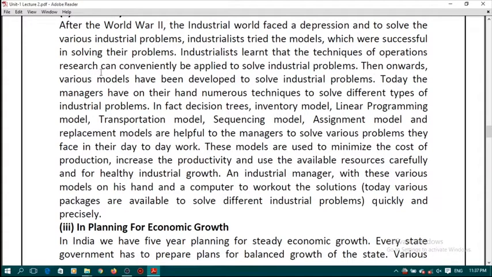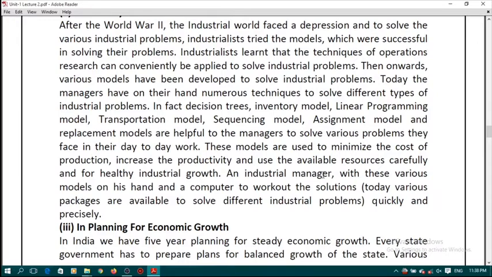Then onwards, various models have been developed to solve industrial problems. Today, managers have on their hand numerous techniques to solve different types of industrial problems. In fact, decision tree, inventory model, linear programming model, transportation model, sequencing model, assignment model, and replacement models are helpful to the managers to solve various problems they face in their day-to-day work. These models are used to minimize the cost of production, increase the productivity, and use the available resources carefully and for healthy industrial growth.